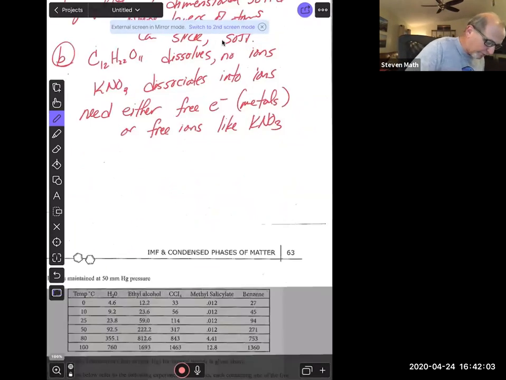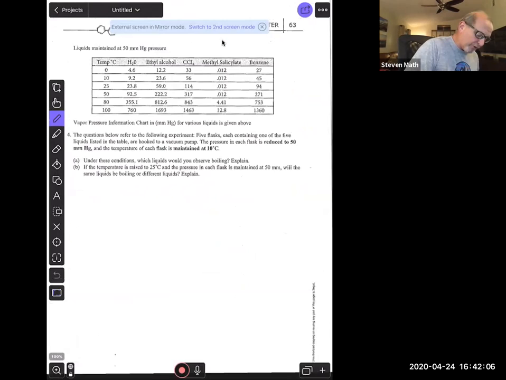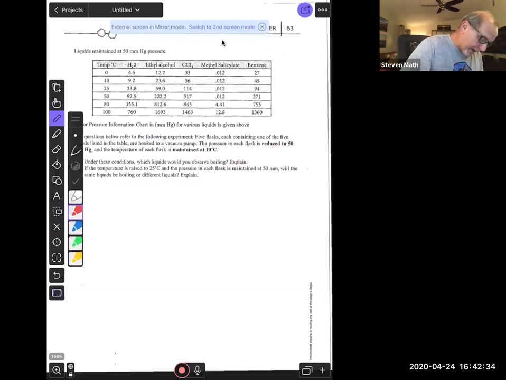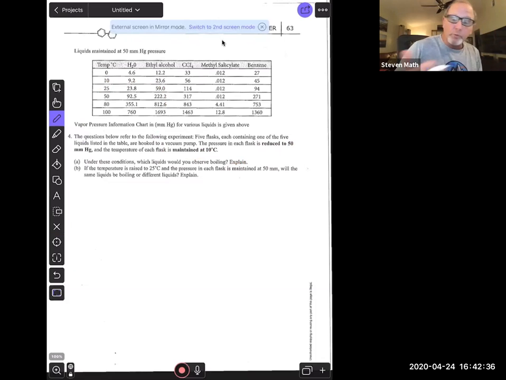Now let's look at 4. 4 brings us now, for the first time, we're talking about vapor pressure and gases in IMFs, and we kind of like that. So in 4 it says, under what conditions, so they've given us 5 things here, and they're saying at 10 degrees Celsius, which of these would observe to be boiling? Because at 10 degrees Celsius, the pressure in each flask is 50 millimeters. So we're going to need an explain.